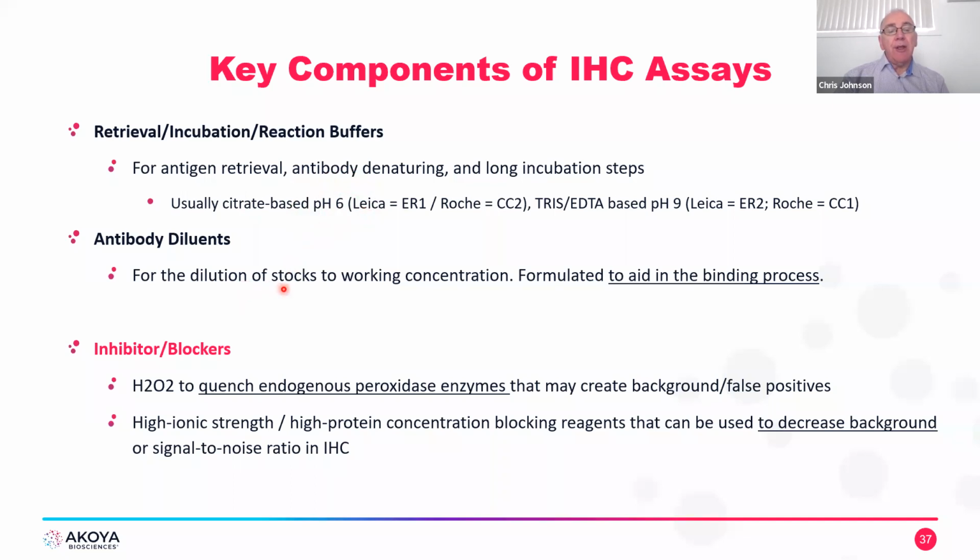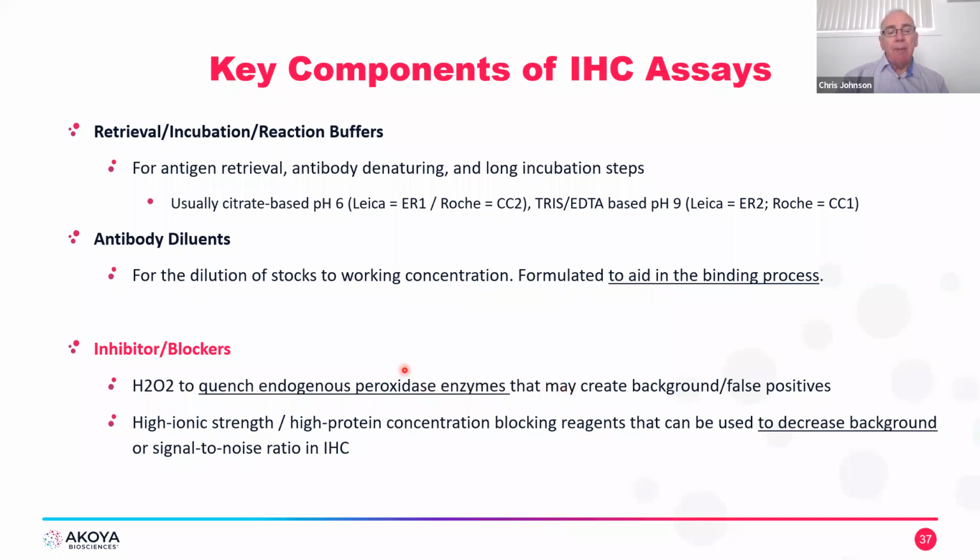Antibody diluents are the same as the retrieval buffers. Quite often we work with what the vendor suggests for that particular antibody, and we will formulate using that advice. For blockers, H2O2, hydrogen peroxide, is a good step to use to try to quench endogenous peroxidase activity if you have a significant amount.